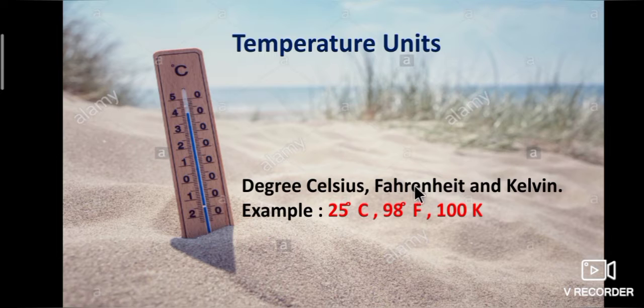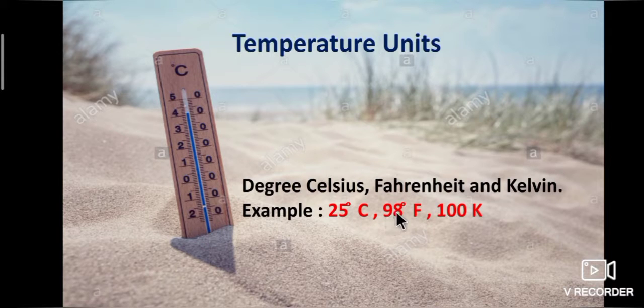Degree Celsius, Fahrenheit and Kelvin. These are the three main units of temperature. For example, first one, degree Celsius. This is 25 degrees Celsius. We should denote a small circle in the upper case with the capital C. This is 25 degrees Celsius.